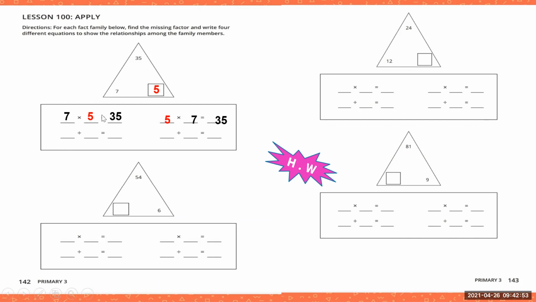Who can tell me which property this is? 7 times 5 and 5 times 7. This property is called what? Okay, Yasin Al-Arabi, can you answer? Commutative property. Great, my dear. Excellent, Yasin. Commutative property.